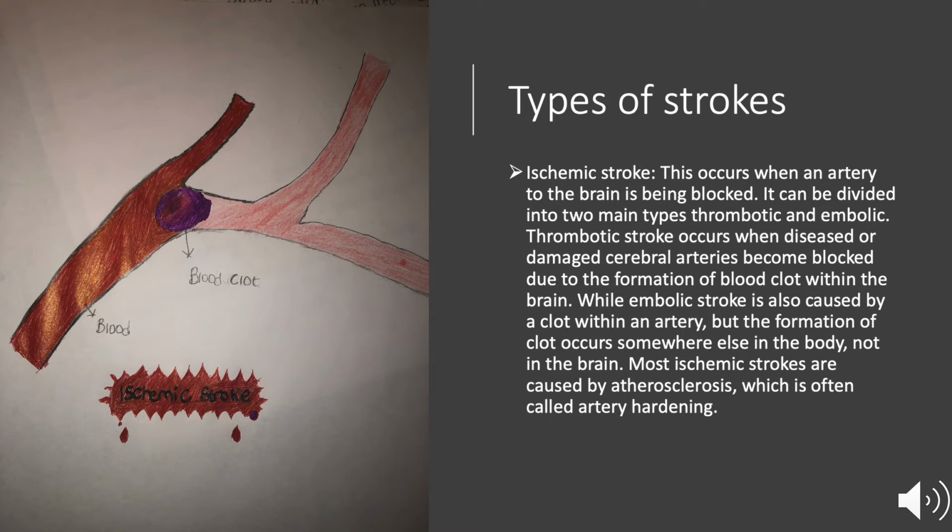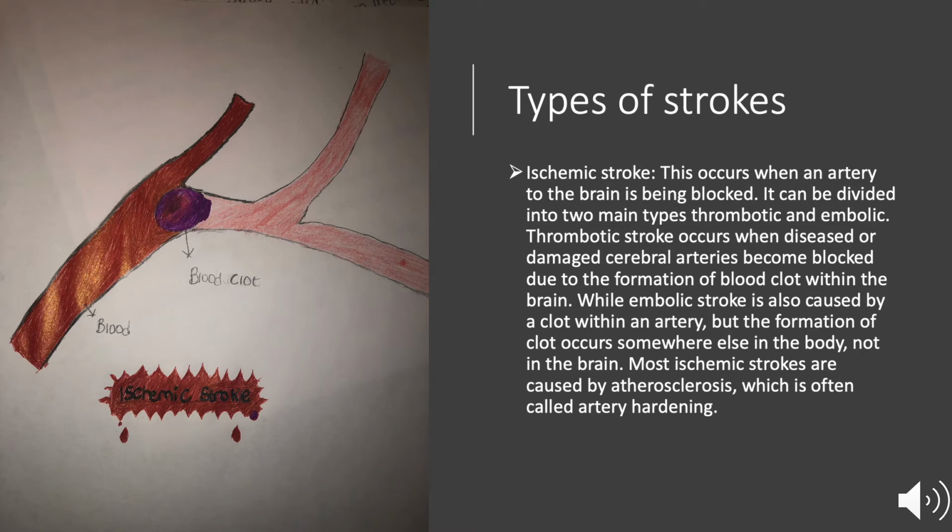Thrombotic stroke occurs when diseased or damaged cerebral arteries become blocked due to the formation of blood clot within the brain. While embolic stroke is also caused by a clot within an artery, but the formation of clot occurs somewhere else in the body, not in the brain.